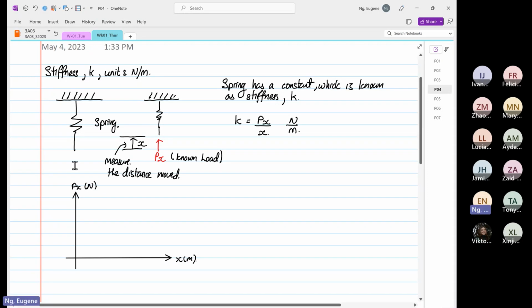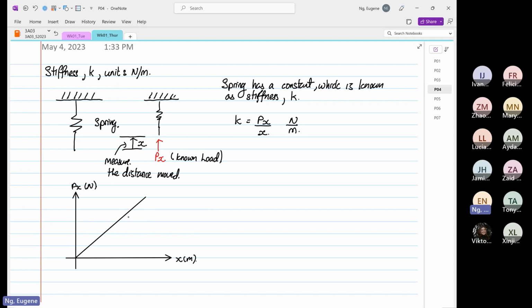So we know that the higher the load you put, the higher the deflection. Over here, this slope is your small k, which is your stiffness, equal to P over X, exactly like what we have over here, or Px over X. So that is your stiffness.